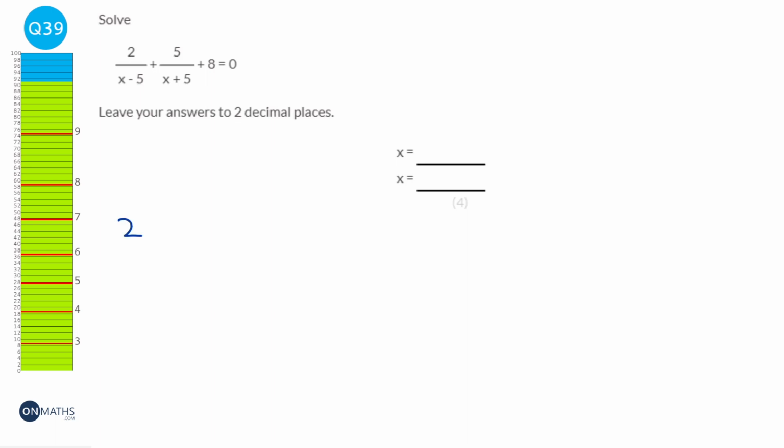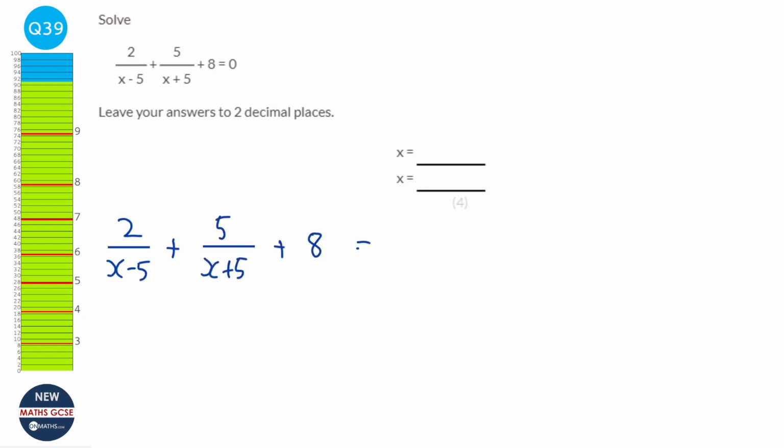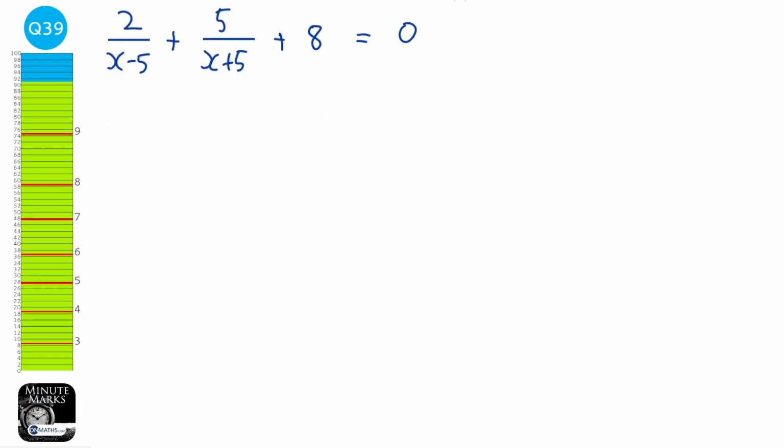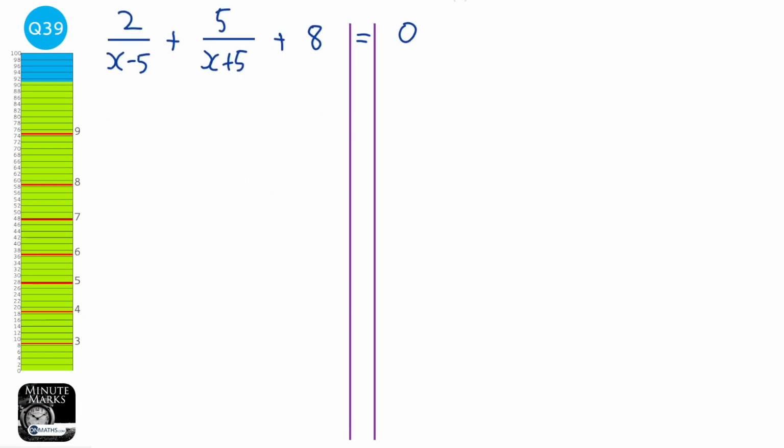So we've got 2 over, and let's just do the other over while I'm here. So we've got 2 over x minus 5, and we've got to get rid of the x minus 5, and we've got to get rid of this x plus 5. We've got plus 8 equals 0. And I'm going to just shift down so we've got loads of space here to be able to do this question, because this is going to be quite a lengthy question.